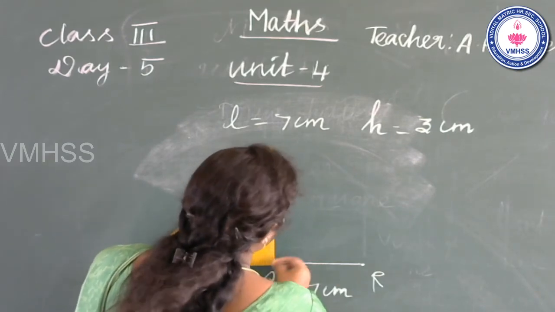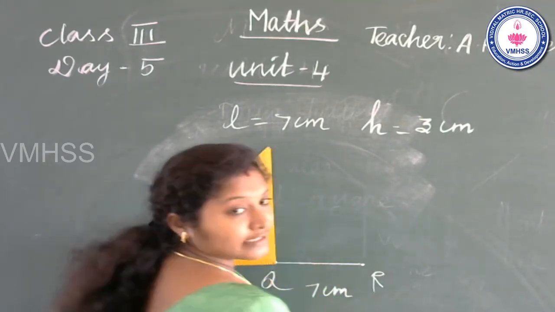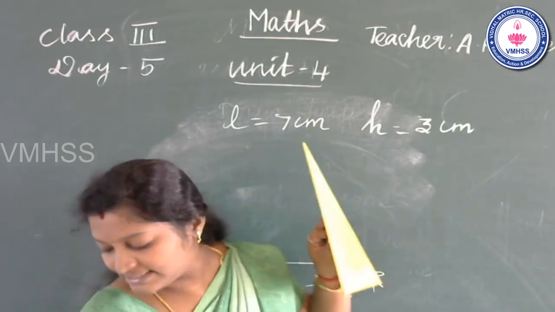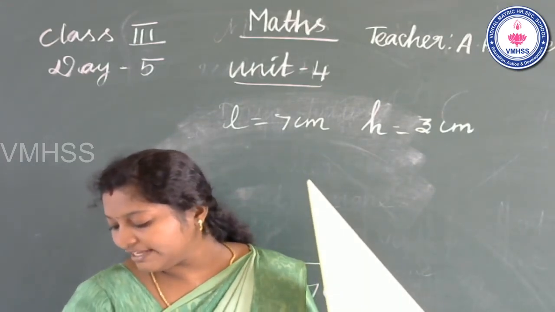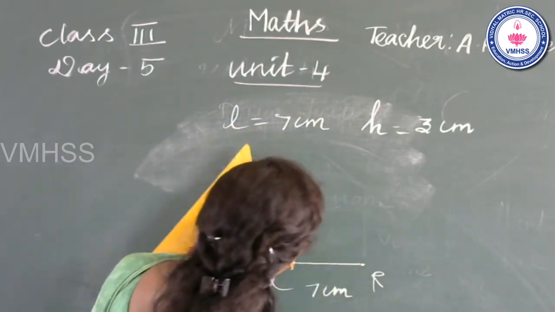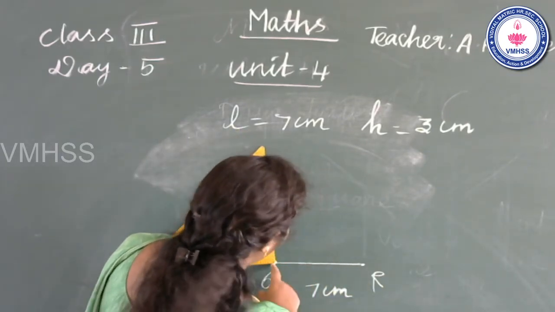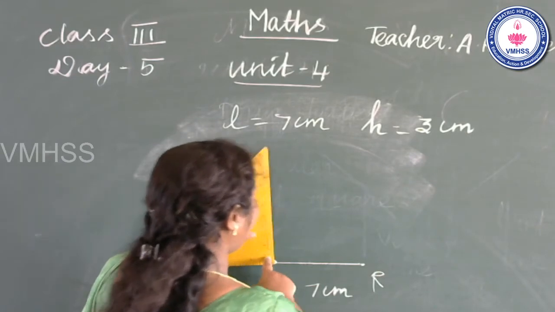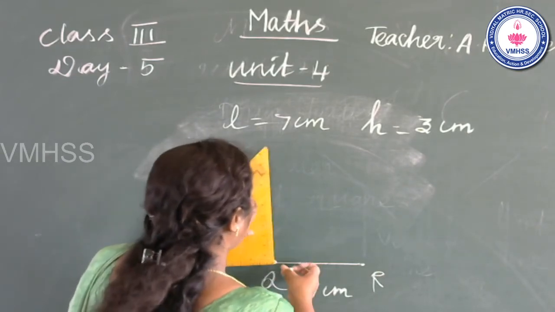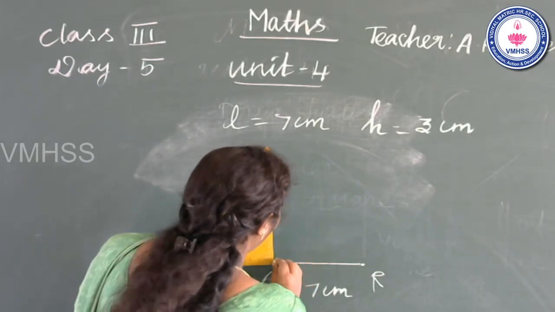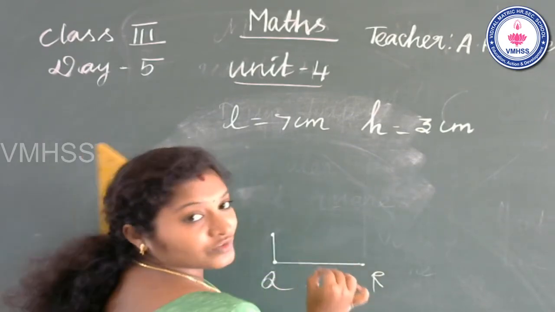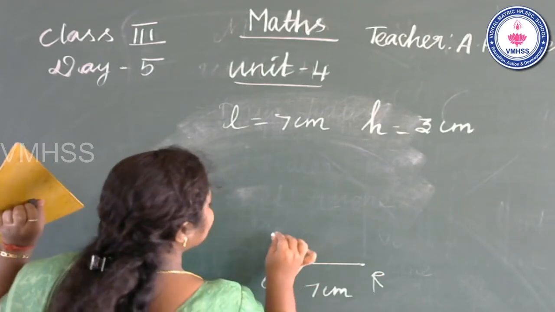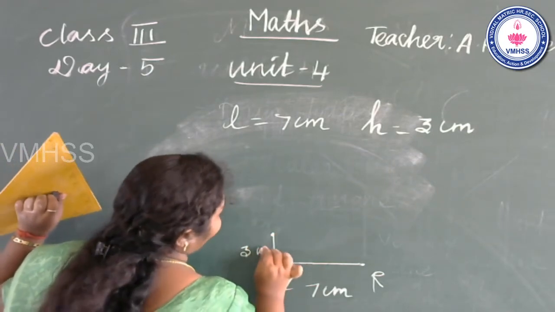Okay, read that. Place the set square at Q, draw a vertical segment of 3 centimeter. Start with 0 centimeter. 1 centimeter, 2 centimeter and 3 centimeter. Mark the point at 3 centimeter. Do you understand? This is 3 centimeter of height.